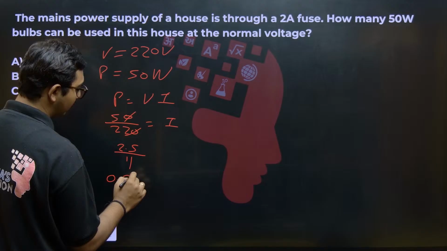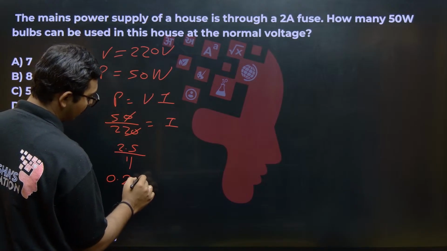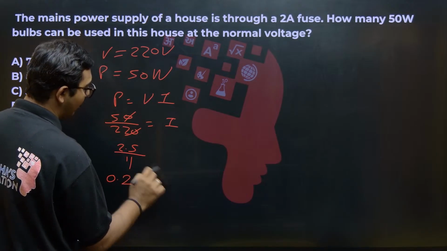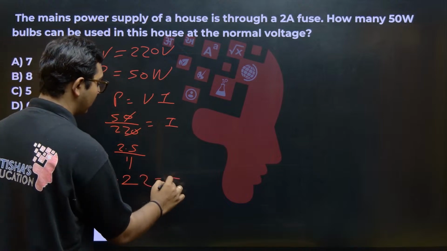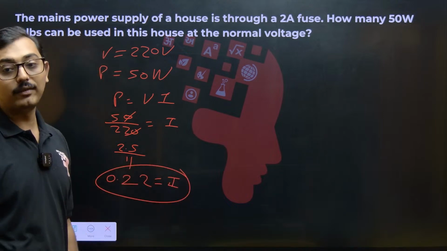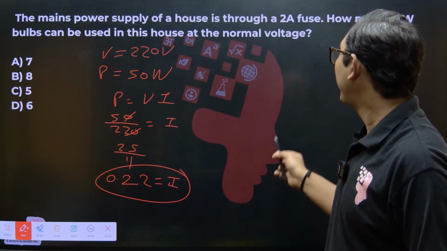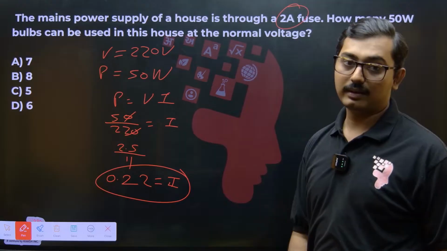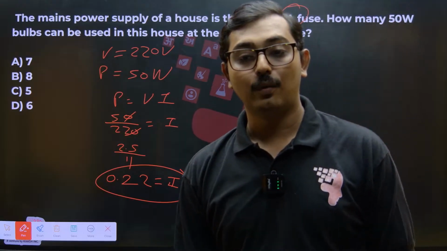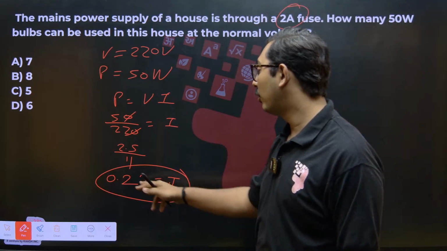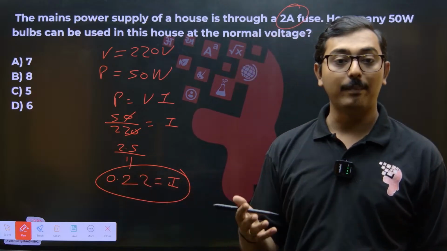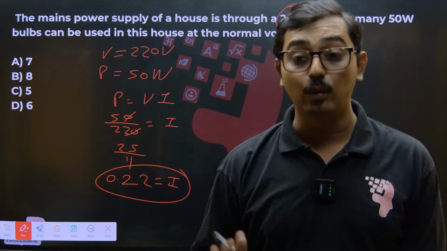2.22 something. Your flow of current will be 0.22 something. Now it has a capacity of 2 ampere. So what number should you multiply with 0.22 to get your maximum ampere? It should not exceed 2 ampere.